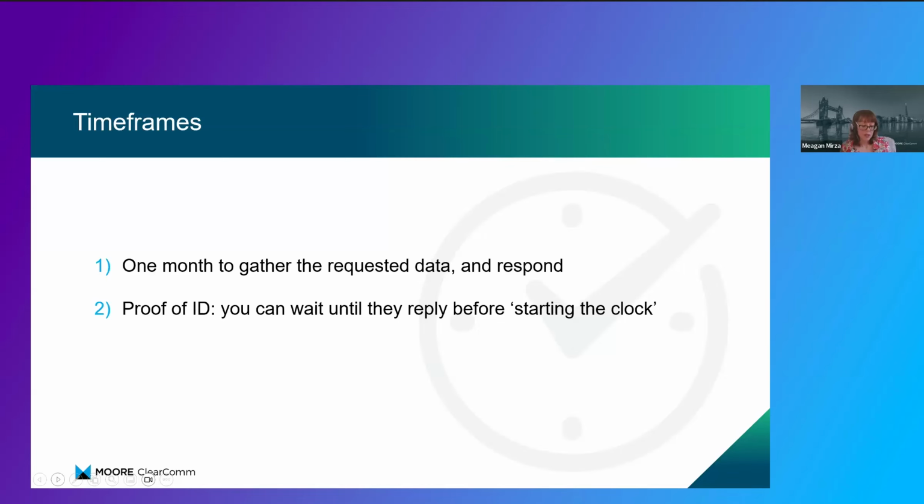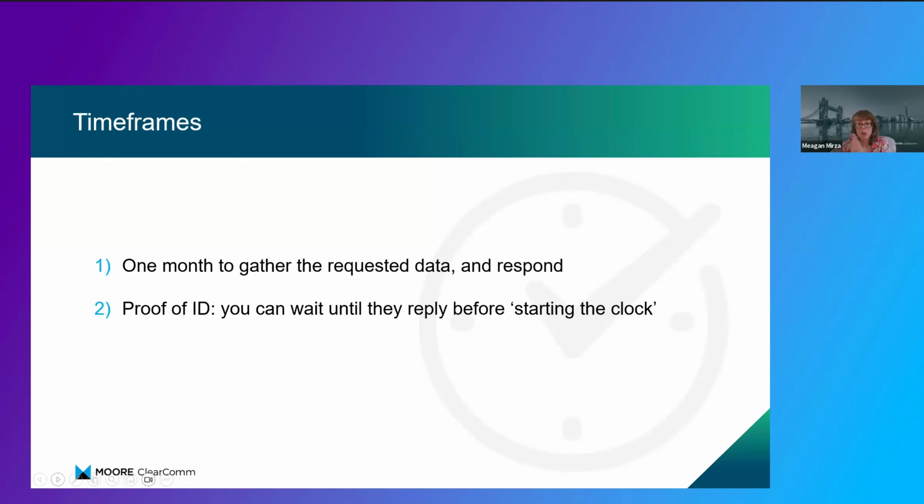Yeah, so there are 2 points. I saw mention you can seek clarity. If someone's just making a bit of a scattergun request, I want everything you hold, you could go back and seek some clarification on that. The clock wouldn't start ticking until you get that clarification back. And the second is proof of ID.